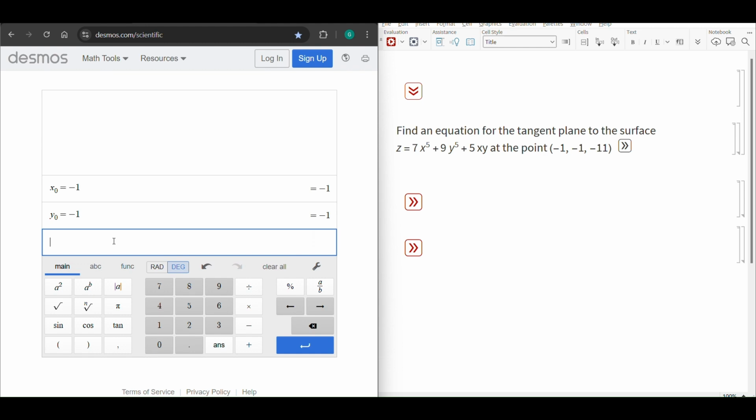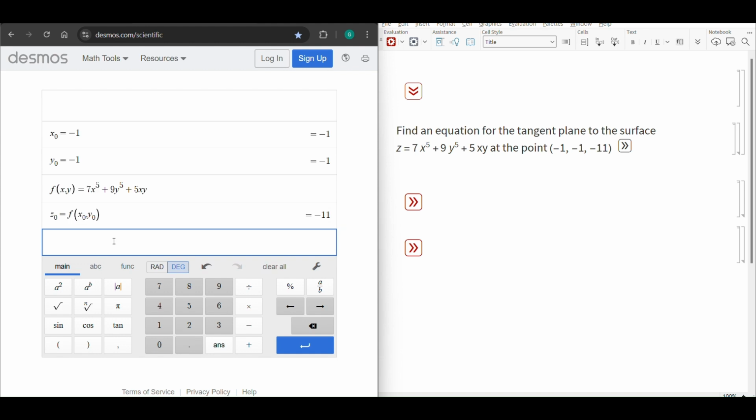But we can figure that out another way, which is I create a function f which takes inputs x and y, and it equals 7x to the fifth plus 9y to the fifth. To get these exponents, I just do shift 6. So I have y, I press shift 6, and now I have an exponent. I type in 5, and I hit the right arrow key to go back down, plus 5xy. Now if I set z naught again, I just input the function evaluated at x naught, y naught, and now I have -11, which we know is correct.